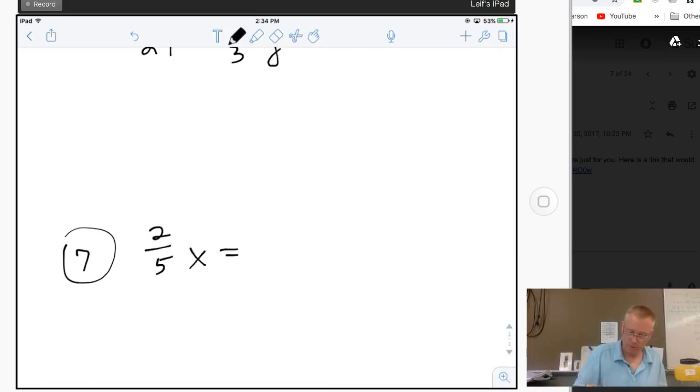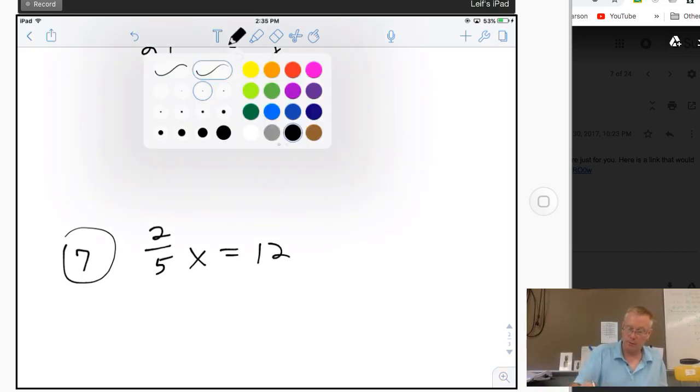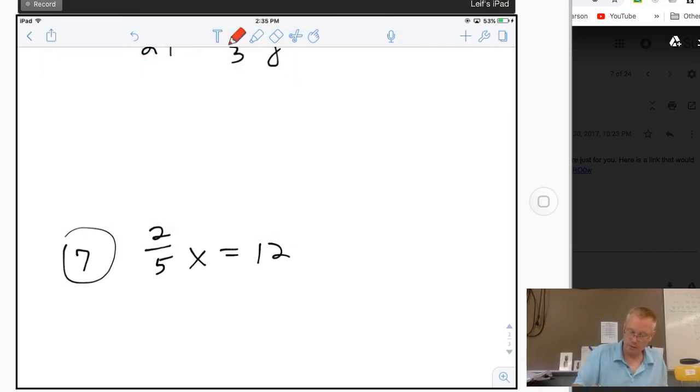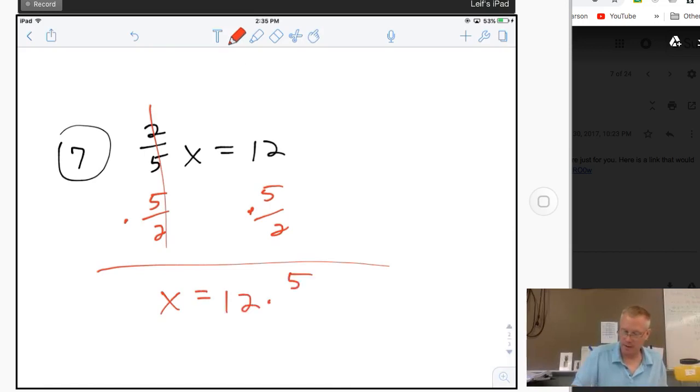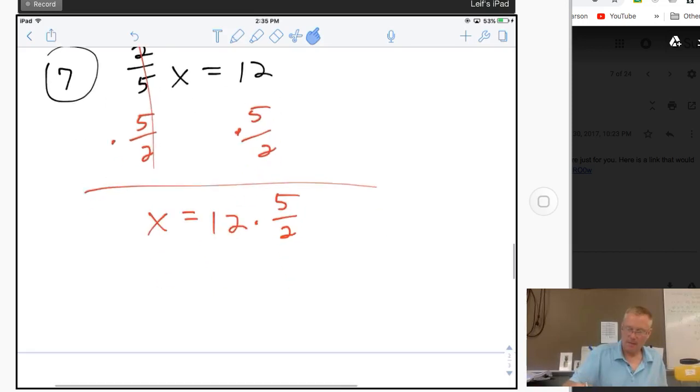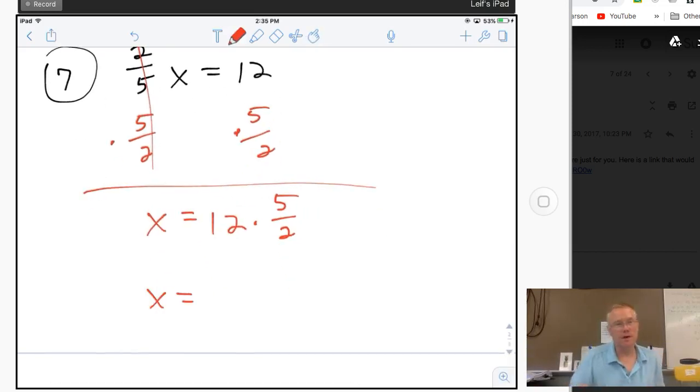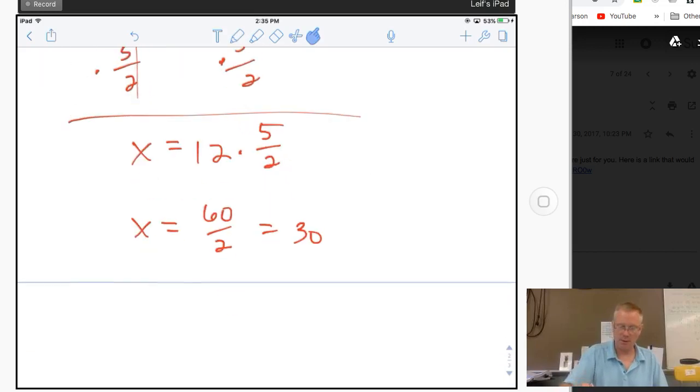2/5 x equals 12. So once again, I'm going to multiply by the reciprocal. The reciprocal of 2/5 is 5/2. And then these cancel. I'm left with x equals 12 times 5/2. And I can do the multiplication first, or you can divide by 2. So if I go 12 times 5, that's 60 over 2, which is 30. And that's the answer. Same thing I would have gotten if I had gone 12 divided by 2 is 6. 6 times 5 is 30.